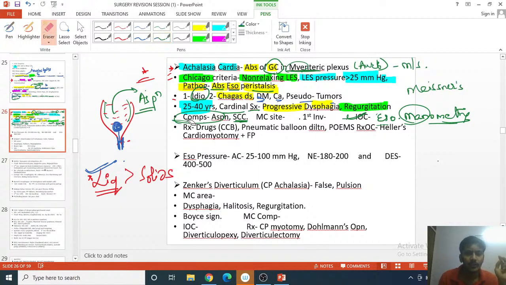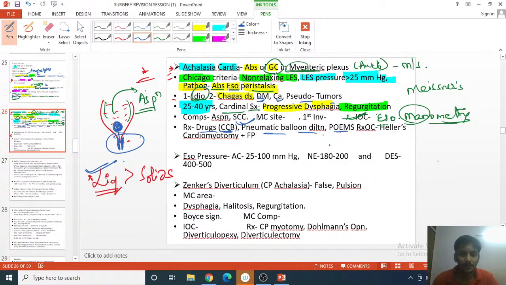What treatment will you do? You will relieve the spasm, right? So treatment would be smooth muscle relaxants like calcium channel blockers, okay, nifedipine, diltiazem, all these drugs can be given to relieve the spasm. First. Second management is pneumatic balloon dilatation. You will insert a balloon through an endoscope and dilate that balloon properly. You will inflate that balloon, which would lead to dilatation of the lower esophageal sphincter. So second was your pneumatic balloon dilatation.